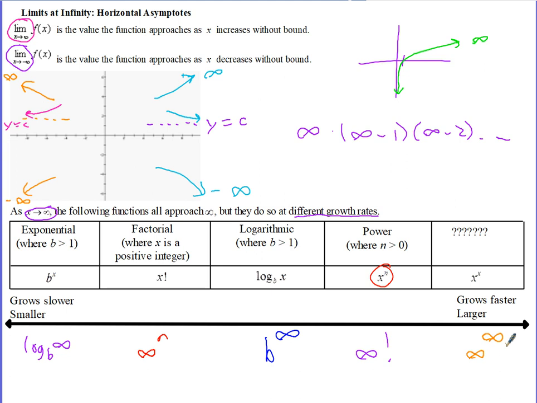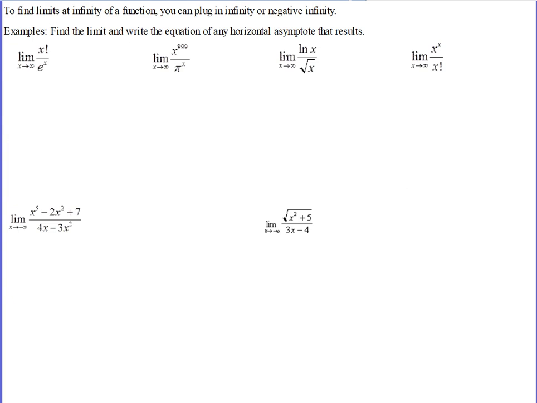So that's how we're going to utilize this kind of rank of which one grows faster, which one grows slower to infinity, to determine some different limits. So let's see how that works in the problem here. Again, the first thing you do, you substitute in infinity or negative infinity, and analyze it.